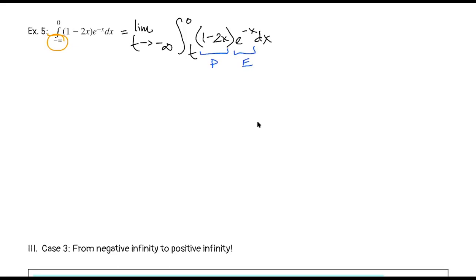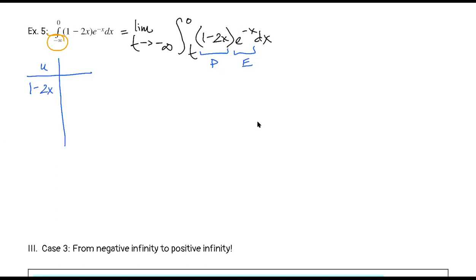So we could actually use tabular integration here. Anytime your u is a polynomial, you can use tabular integration. And so let's set that up. I don't think we'll need that many lines, but our u is going to be 1 minus 2x.